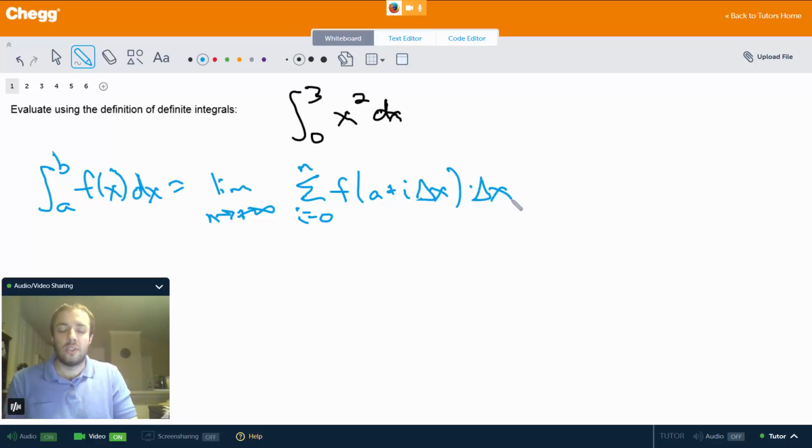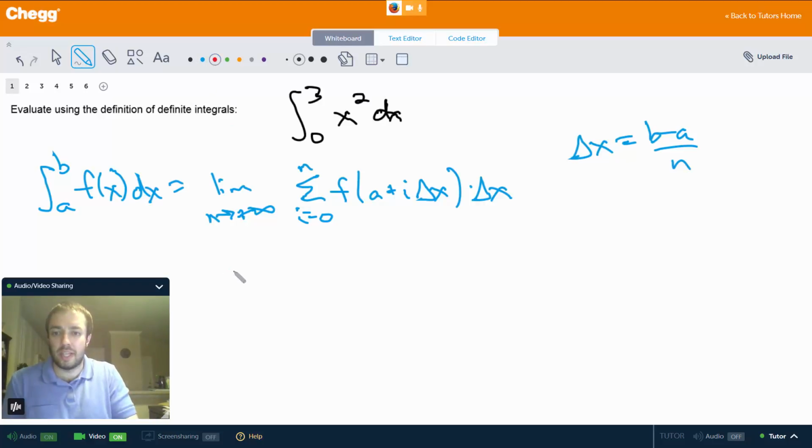All right, so notice here we have the integral from a to b of f of x dx, but over here there's no b. Well, actually there is a b. It's sort of hidden inside the delta x, because what's delta x? Well, delta x is b minus a over n. Okay? So that's what's going on there. So let's go ahead and figure out what's happening in our specific case.